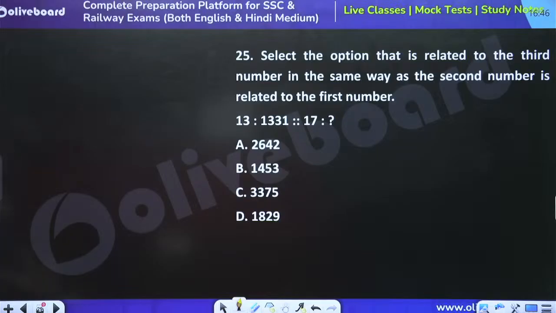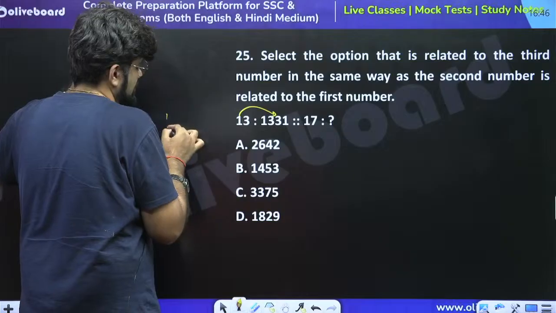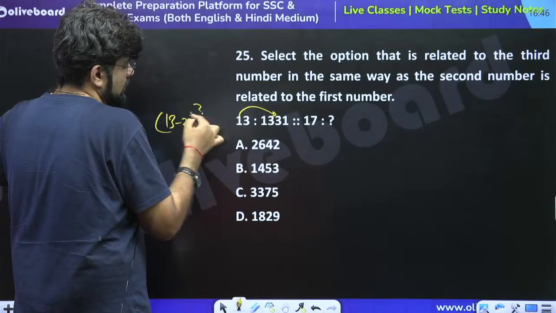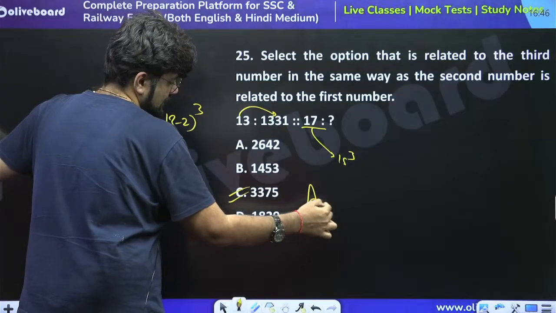Exactly. So one or two questions like this they will throw at you, no? Everything can't be direct and easy, no? So exactly what is this? 13, 330, 1331, that is 13 minus 1, 13 minus 2 whole cube. Similarly, 17 minus 2 is 15, 15 cube is 3375, so option C is my correct answer.